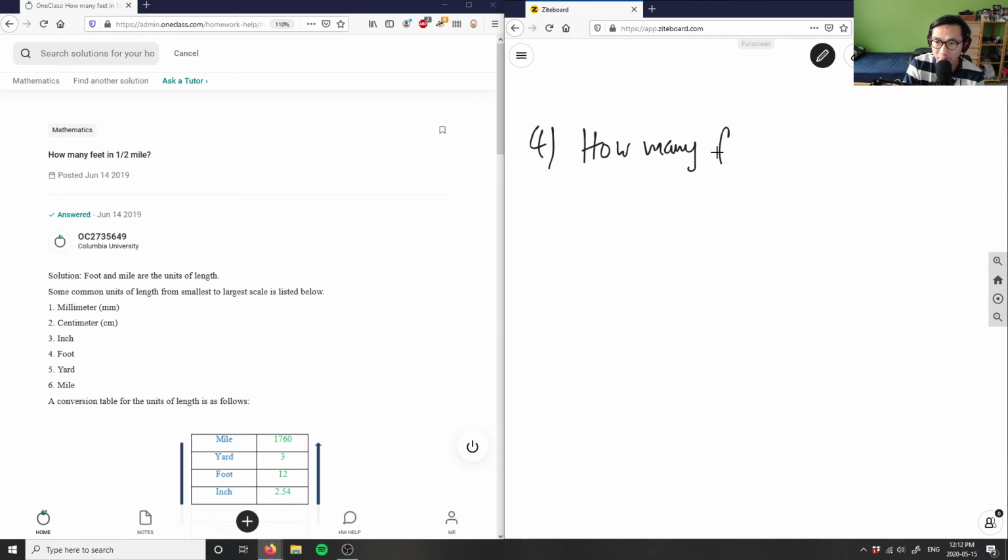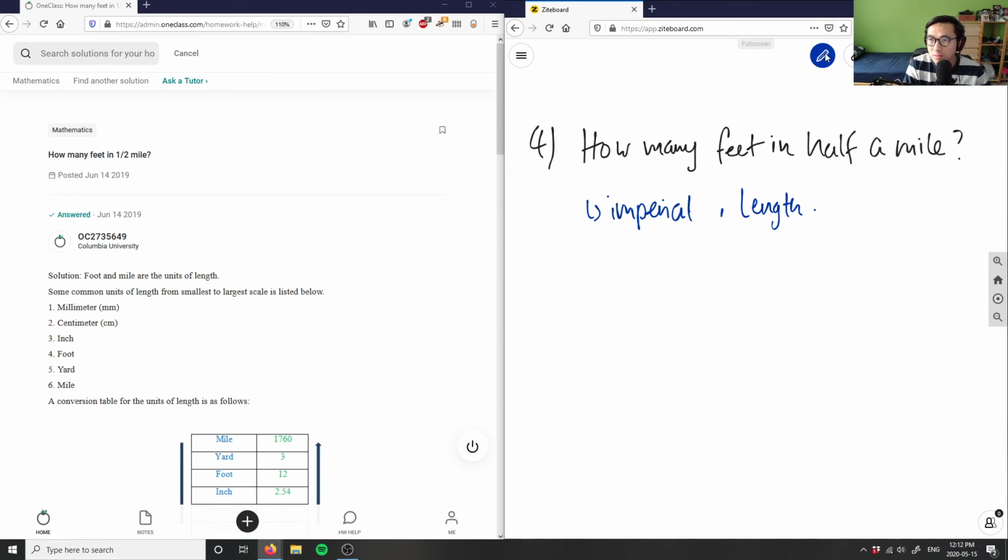How many feet in half a mile? So again, we're working in the imperial system, and this is measuring length again, right? So what we have here is half a mile. So we're starting with half a mile.